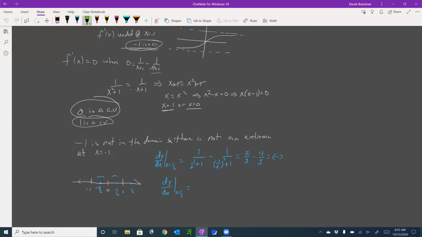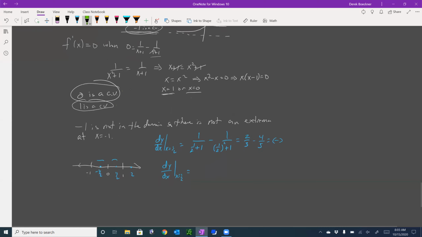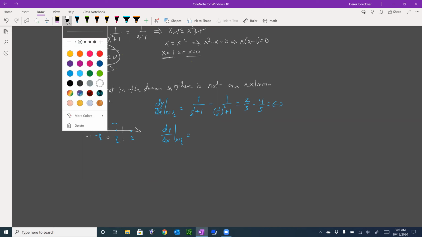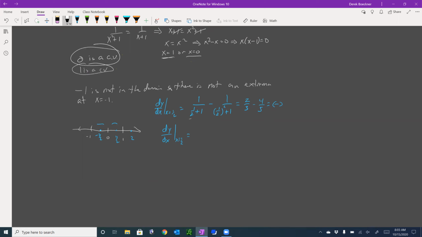And then when we find where this is 0, I get x is equal to 1 or x is equal to 0, so 0 and 1 are both critical values as well. And then we have to test if they're extrema or not. We put in 1/2, right? And we get a negative out. So between 1/2 and 0, it's going to be negative in there.